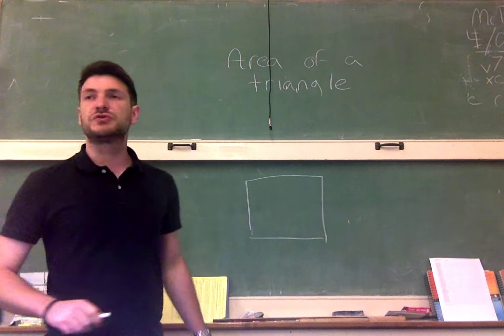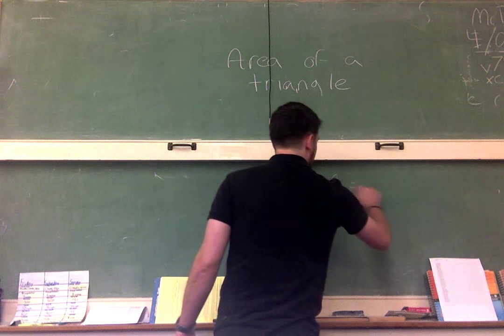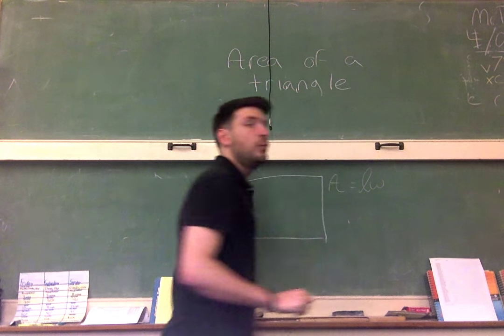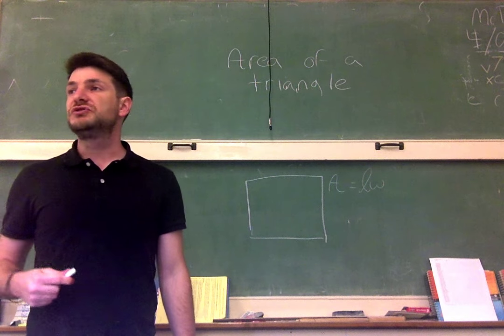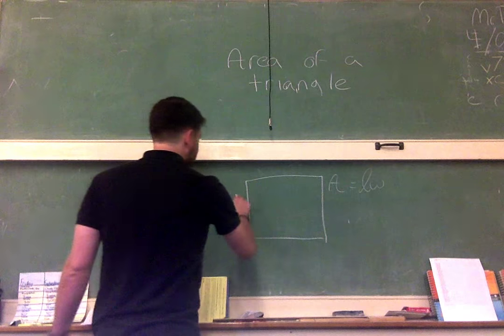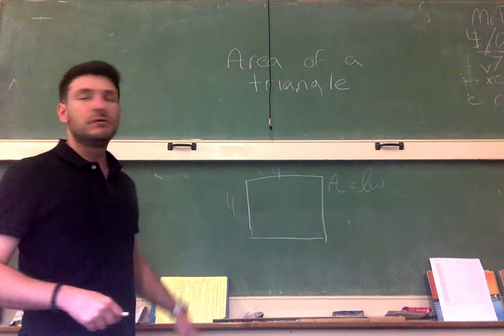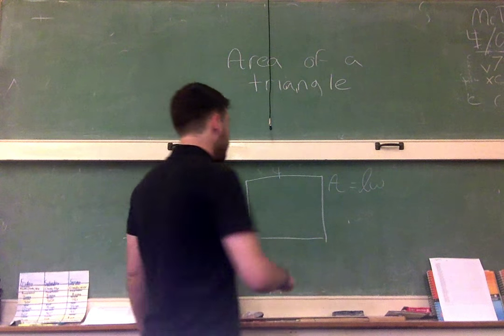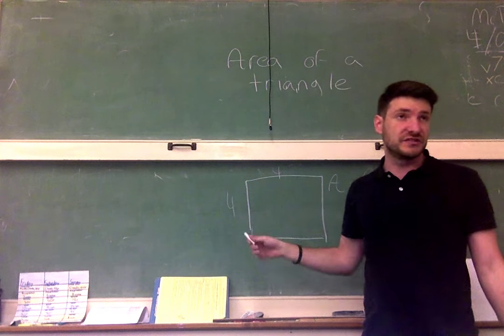Now, in this square, you know the area for a square is length times width. That's our area for a square. So, our square has all equal sides, so we need to multiply the length and the width. So I'm going to give side of 4 to our square. So if we want to find the area of our square, we need to multiply the length and the width. We know that all the sides are 4.